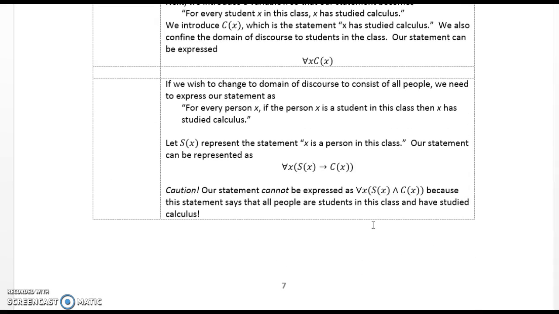If we wish to change the domain of discourse to consist of all people, we need to express our statement as for every person x, if the person x is a student in the class, then x has studied calculus. Let S of x represent the statement x is a person in the class. Our statement can be represented as for all x, S of x implies C of x. Caution, our statement cannot be expressed as for all x, the quantity S of x and C of x, because this statement says that all people are students in the class and have studied calculus.